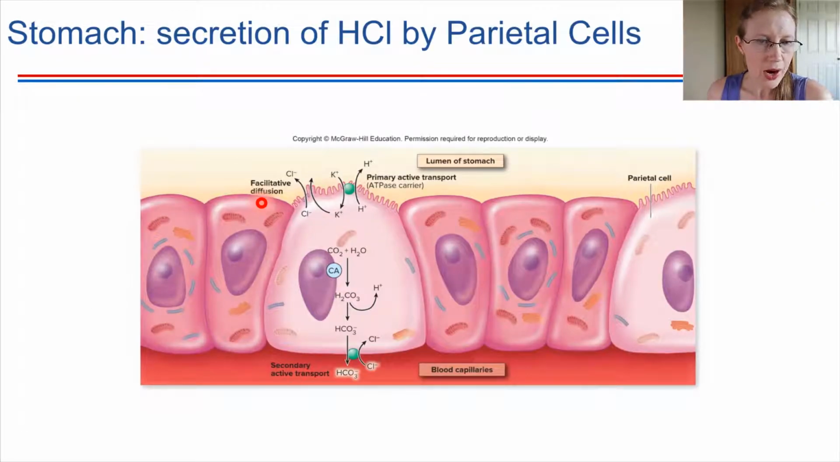These cells, the parietal cells, they have two different surfaces. They have an apical surface. The apical surface is the side that's facing the lumen of the stomach, so that's the side that the food would be located on. And they also have a basal side, a basolateral side. This is the side that faces the capillaries that are right around the stomach. So these two different surfaces are specialized. They have different proteins embedded in them.